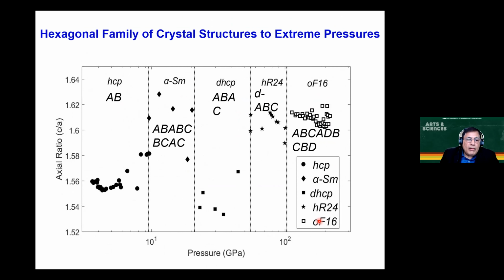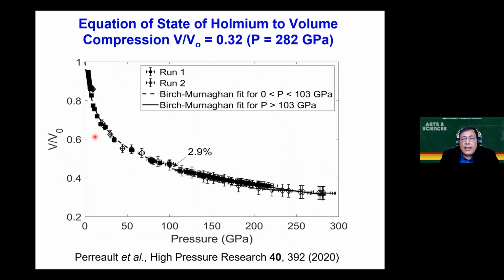in a very simple plot of axial ratio for hexagonal close packed, alpha samarium, double hexagonal close packed, HR24 and OF16. All you have to do is scale the C over A by the appropriate amount, and you can see that the layering of the close packed structure is maintained up to very, very high pressure. I think this is an interesting development, only made possible because we were able to extend the high pressure range of rare earth materials to 282 gigapascals.